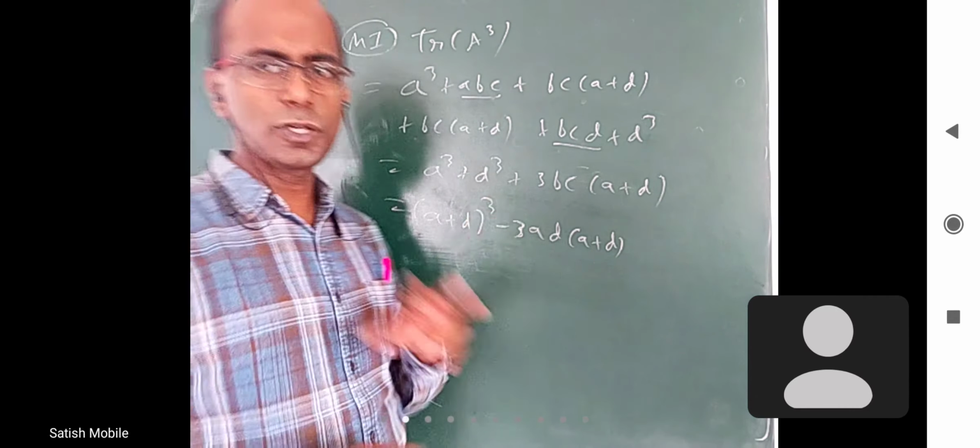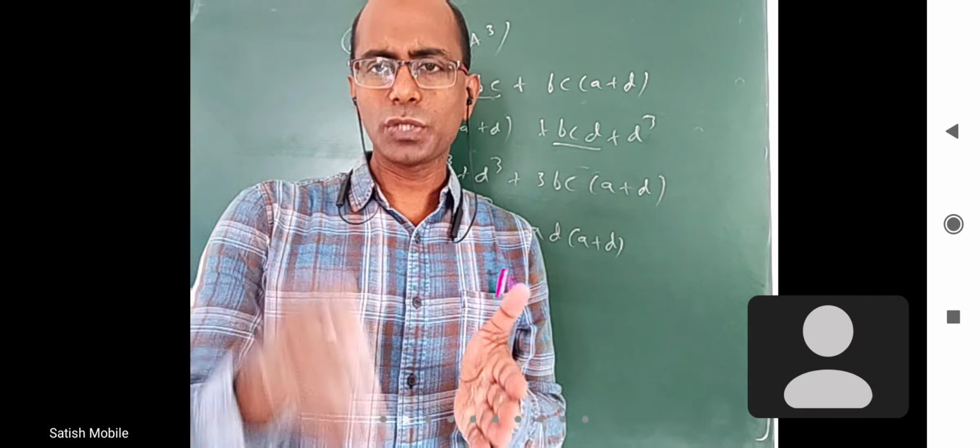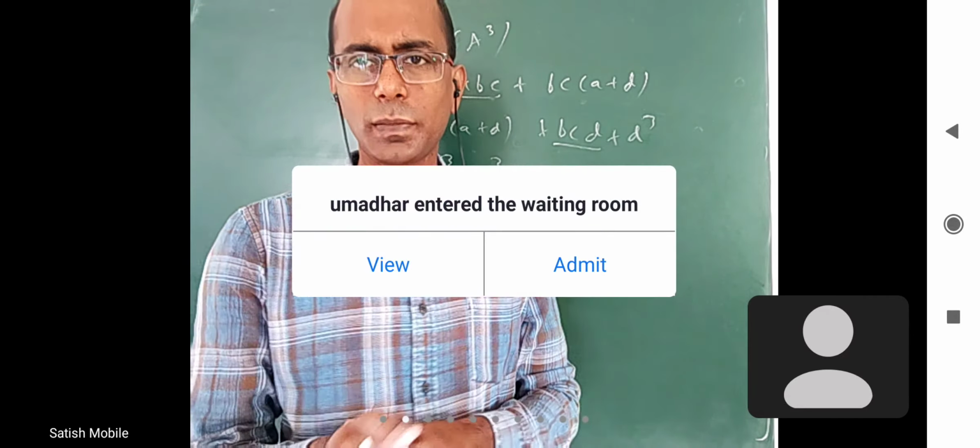I think A cube plus D cube, I can write as A plus D whole cube minus 3AD into A plus D. All of you know A cube plus B cube has two formulas. Another way is A cube plus B cube can be written as A plus B whole cube minus 3AB into A plus B. In fact, if you send this one that side, A plus B whole cube is A cube plus B cube plus 3AB into A plus B. So that I am using here, with 3BC into A plus D.